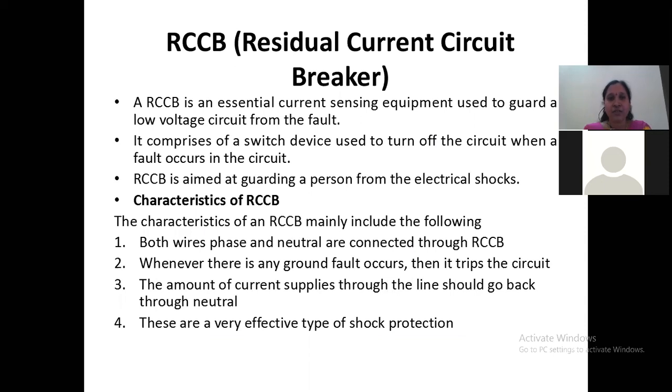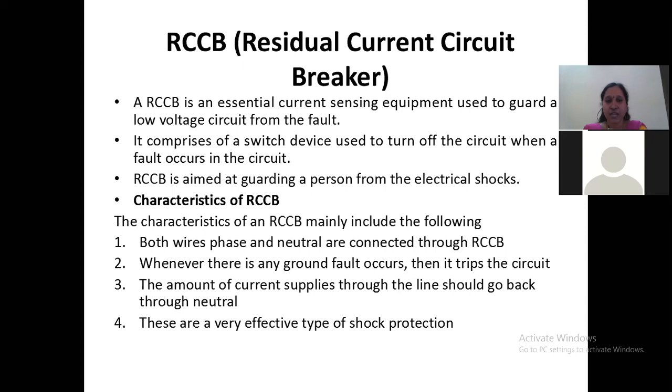RCCB is an essential current sensing equipment used to guard a low voltage circuit from the fault. It comprises a switch device used to turn off the circuit when a fault occurs in the circuit. So RCCB is aimed at guarding a person from the electrical shocks. So this is also the same thing again. It is going to guard a person from the electrical shocks. So these are the characteristics.